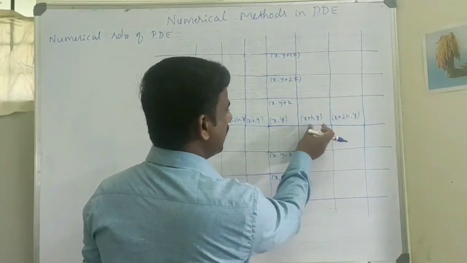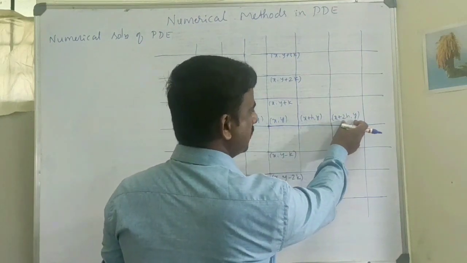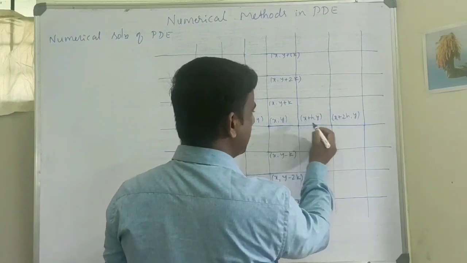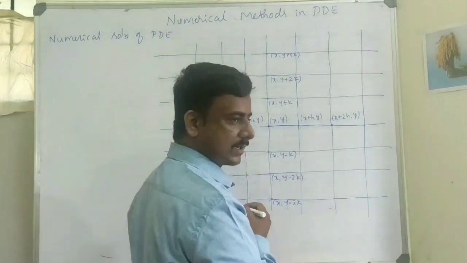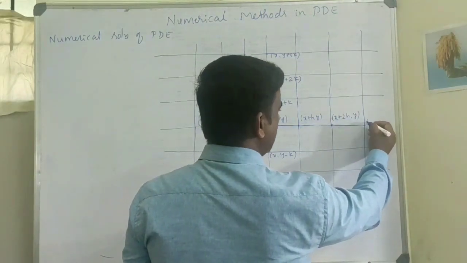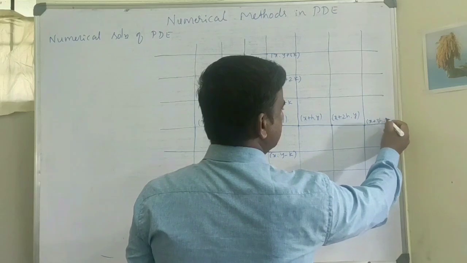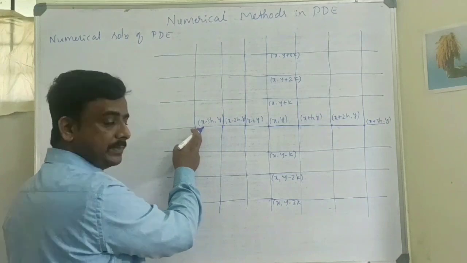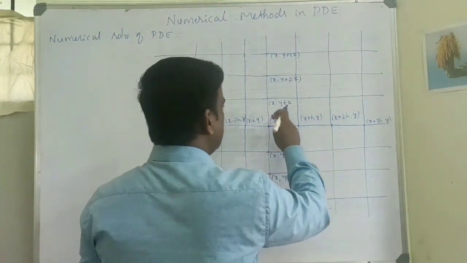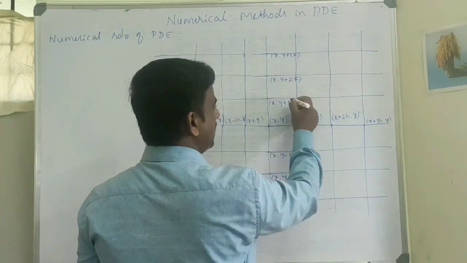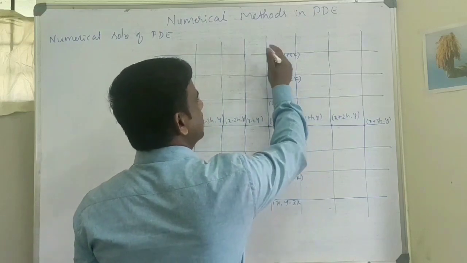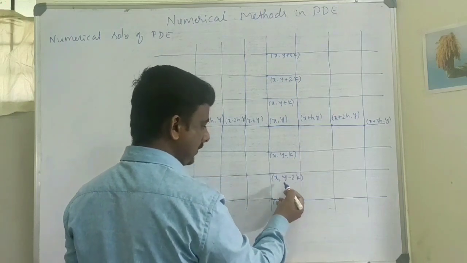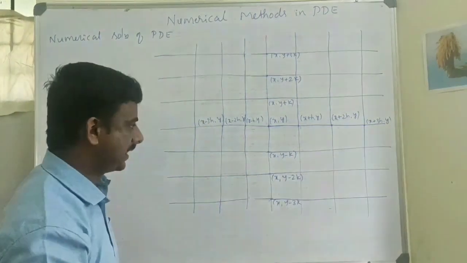Then mark the points (x, y), (x + h, y), (x + 2h, y), (x + 3h, y), and so on. Similarly on this side, (x minus h, y), (x minus 2h, y), (x minus 3h, y), and so on. Now in this direction, (x, y + k), (x, y + 2k), (x, y + 3k). Then (x, y minus k), (x, y minus 2k), (x, y minus 3k).